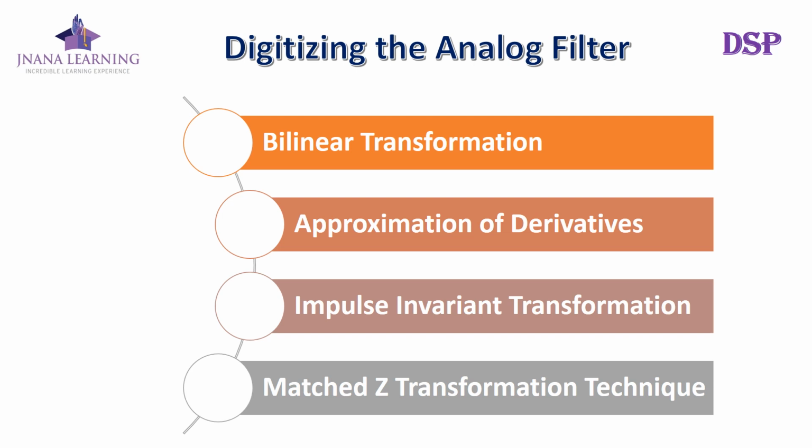Among these, bilinear transformation is the most important technique for transforming analog filter to digital filter. This we will discuss in the upcoming lecture. So these are the techniques used for digitizing the analog filter.